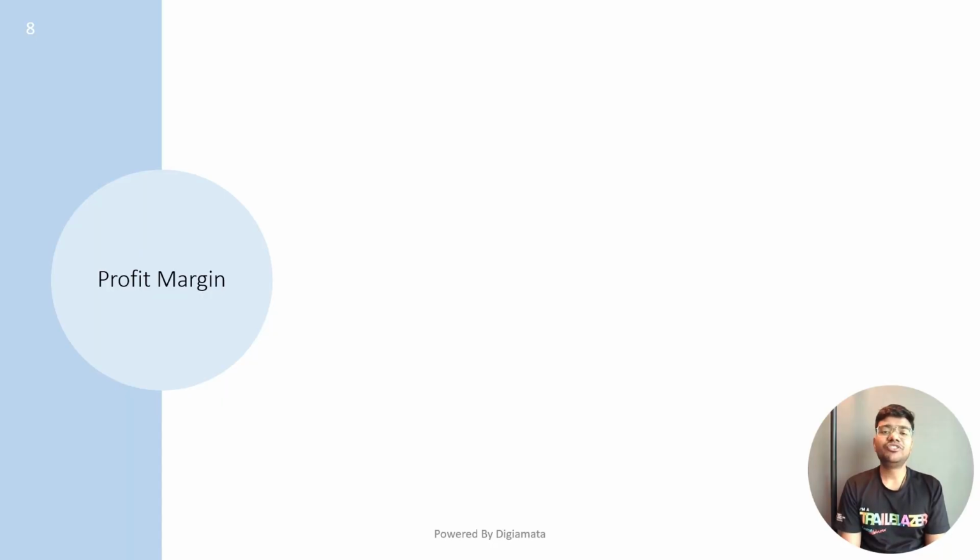So the first ratio which we are going to talk about today is your profit margin. Now, if you remember from lecture 2, we have three kinds of profits. The first is your gross profit, the second is your operating profit, and the third is your net profit. If you don't remember it, please check out that lecture again. So let's proceed to the first profit margin ratio, which is your gross profit margin.